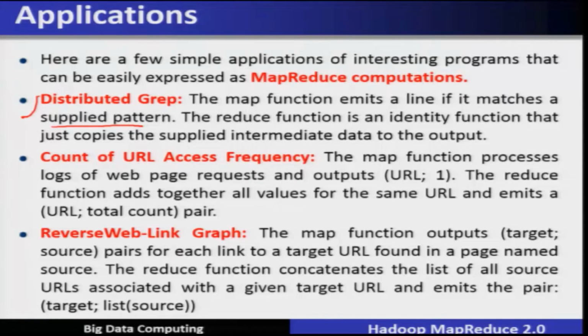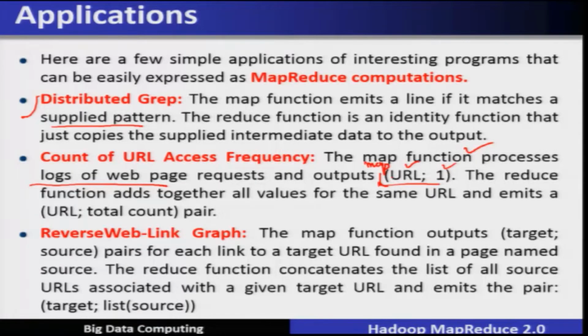The next application is the count of URL access frequency. To do this, there is a map function which processes the log of web page requests and outputs the URL with the value 1. That means the map function inspects the log of web pages, and for every URL it encounters, it emits 1.